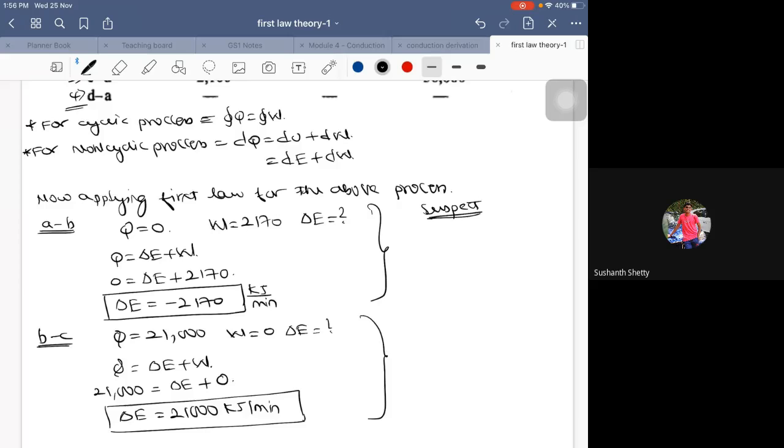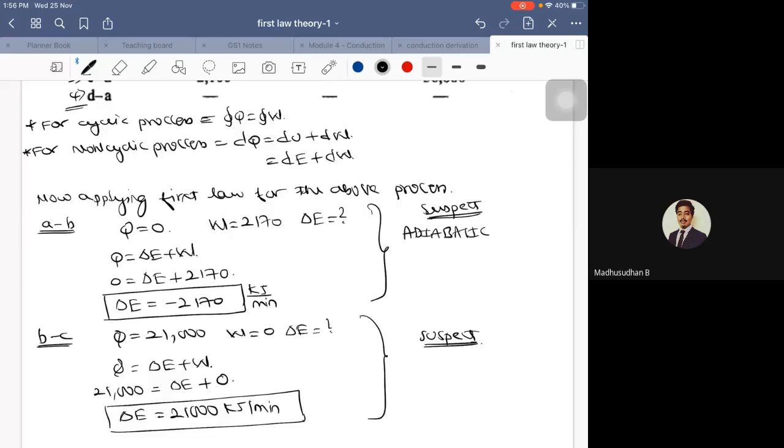So A to B is an adiabatic process. Why is it adiabatic? Because heat transfer is zero there. Excellent. Very good.